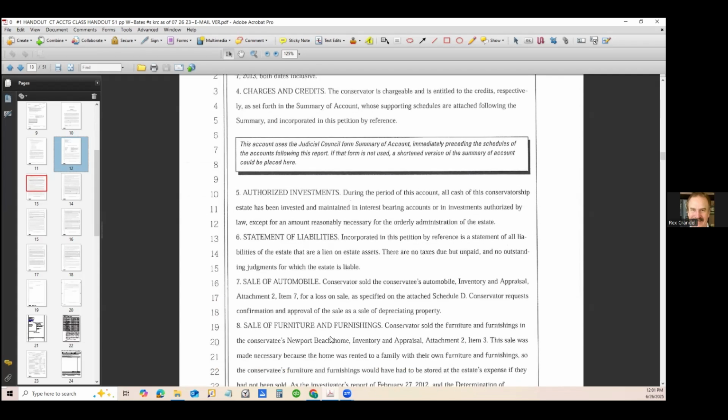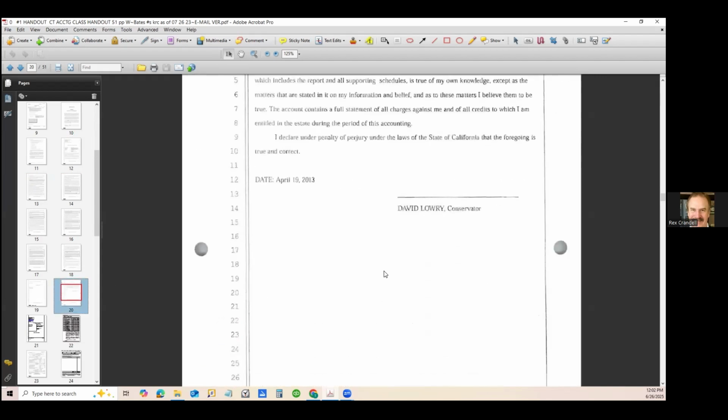My expense reports, if my conservator is asking for reimbursement of expenses, might be Exhibit B, or my attorney expense reimbursement might be Exhibit C. So after the verification, I'll start running blank exhibit pages so that my attachments can follow behind.